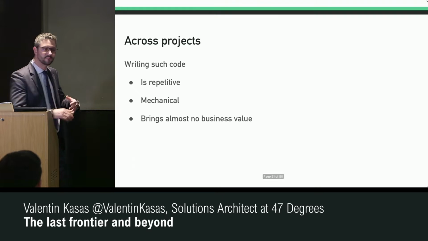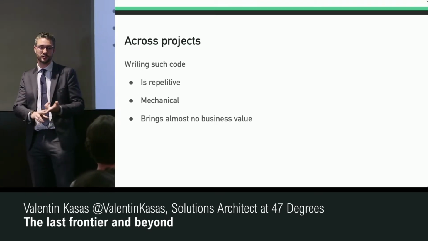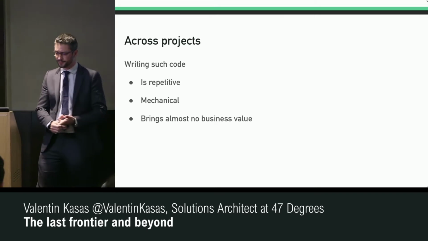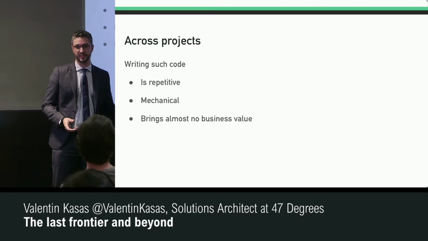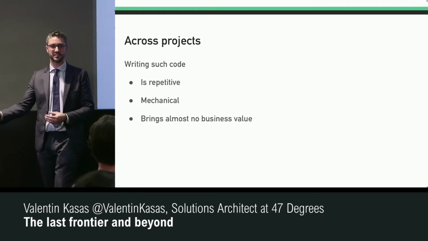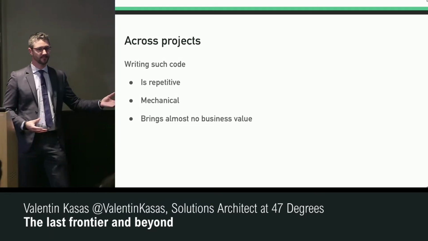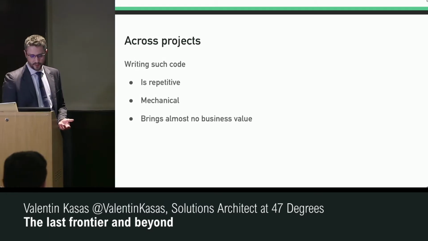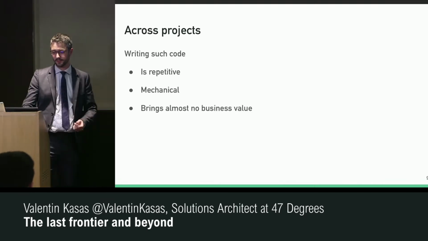And this code we write is very mechanical. It brings absolutely no business value, and it's overall very repetitive. And that's a problem because our job is to bring business value. It's not to write a JSON parser, right? So there should be a way to abstract all that away.